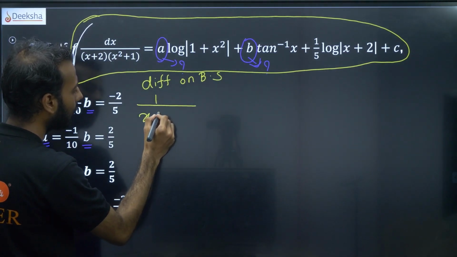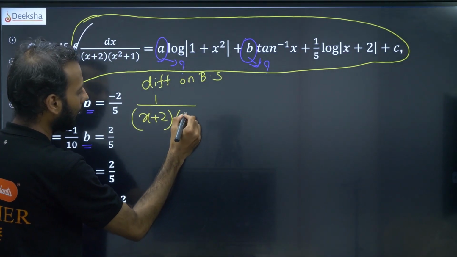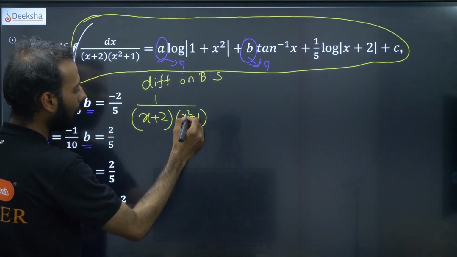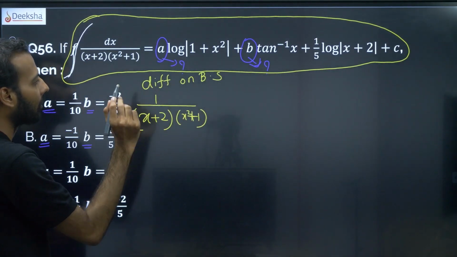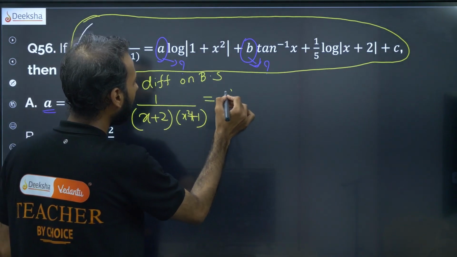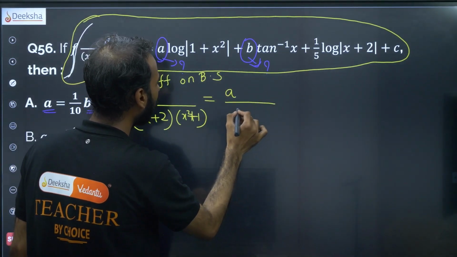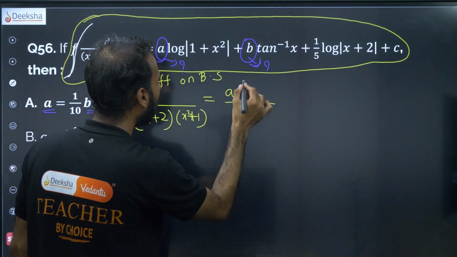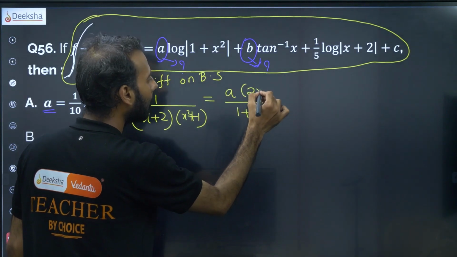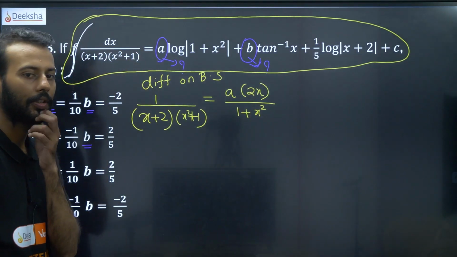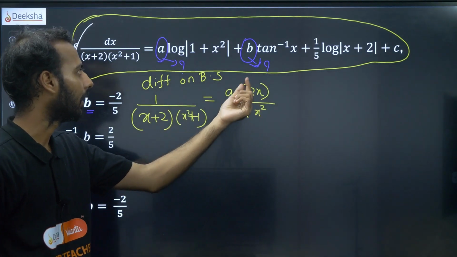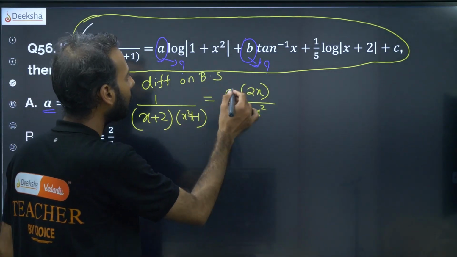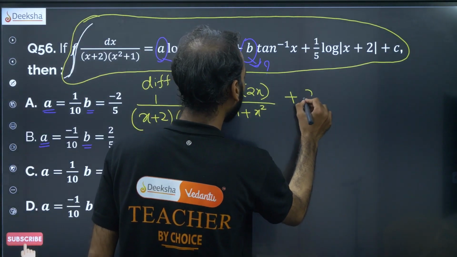What are we left with? X plus 2 x square plus 1. Mark my words, differentiation and integration will get cancelled, only the function will be left. In place of A only, and in place of log 1 plus x square, we differentiate. Please recall all the differentiation formulas, because here we have only some span of time, and in that span of time we have to finish. So I am not writing the formulas.